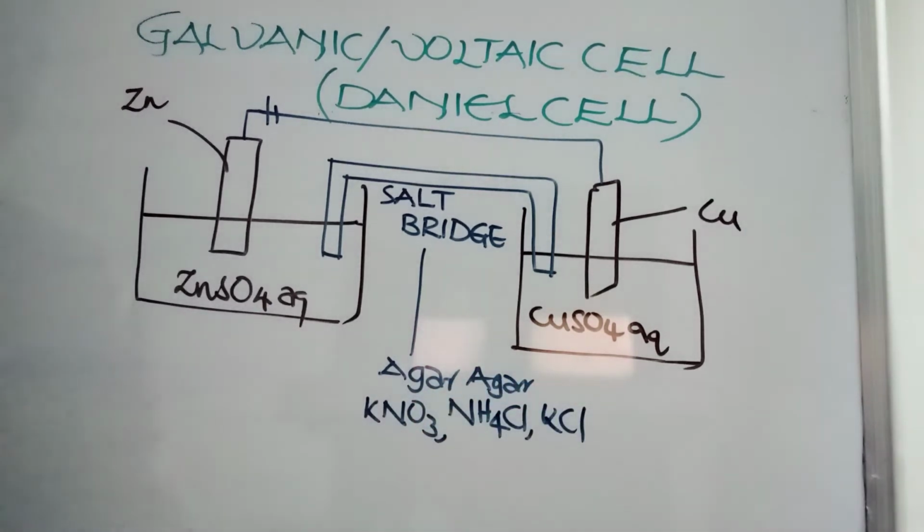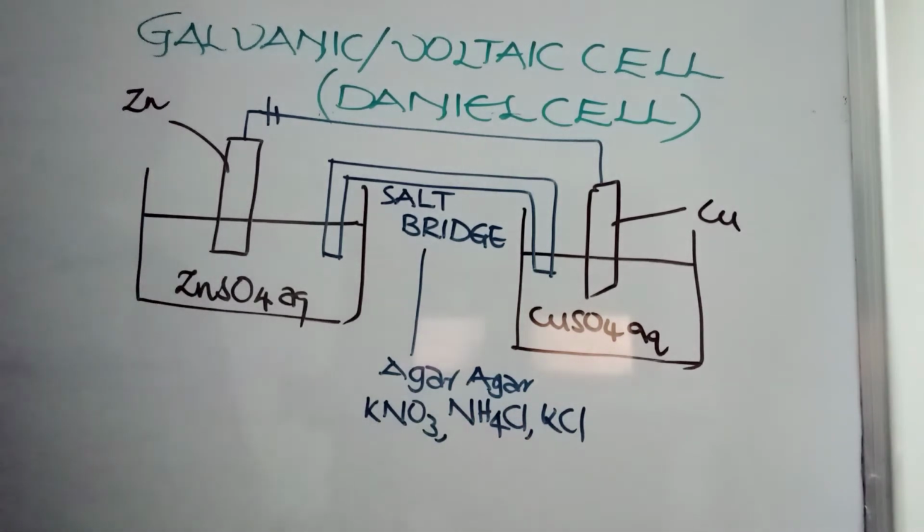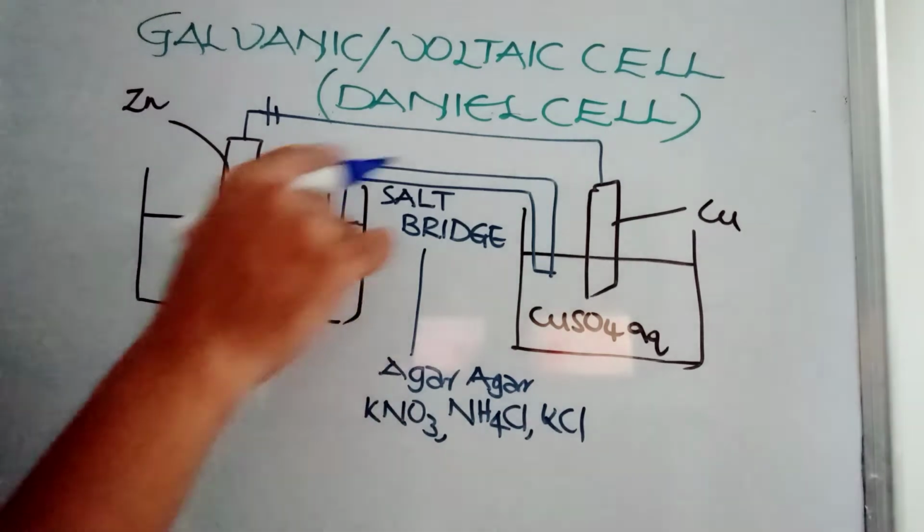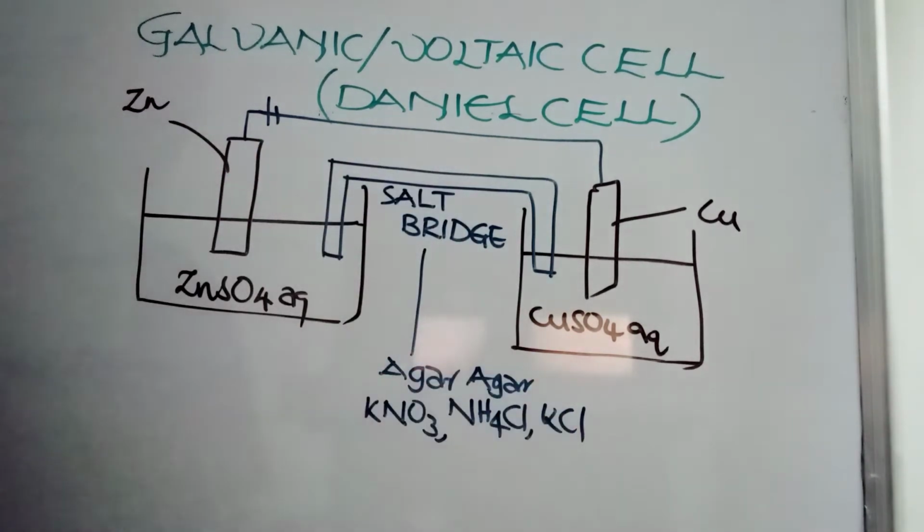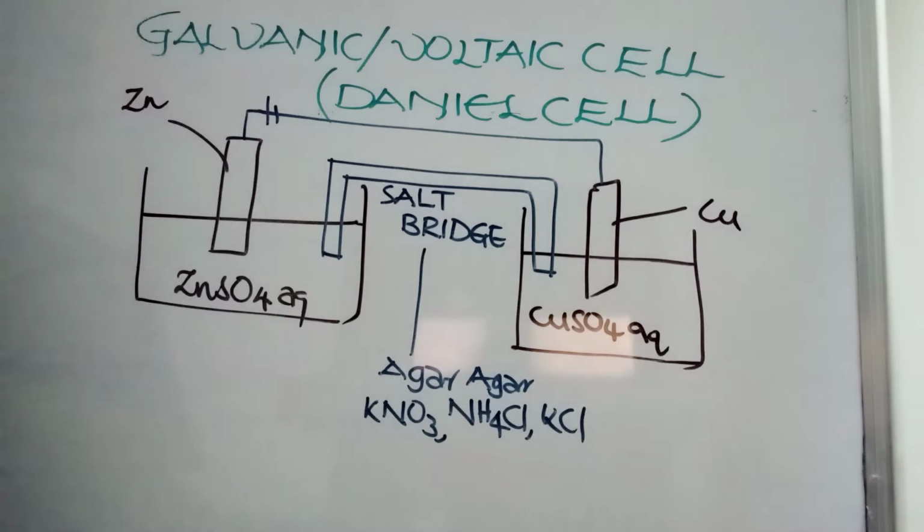The only condition is their mobilities must be the same. Potassium nitrate mobility same, ammonium chloride mobility same, potassium chloride mobility should be the same. They are filled here. Their main job is to prevent the accumulation of the ions at the electrodes. Okay, that part you will learn soon.